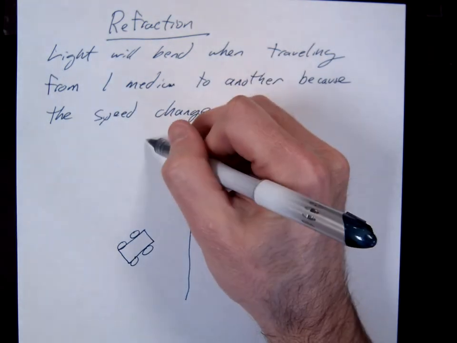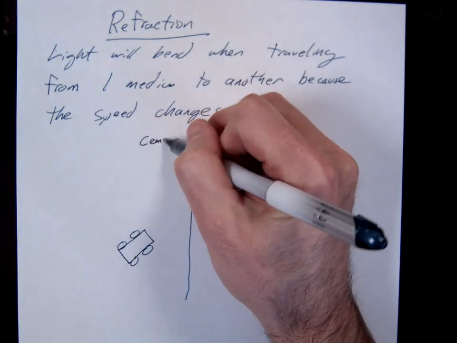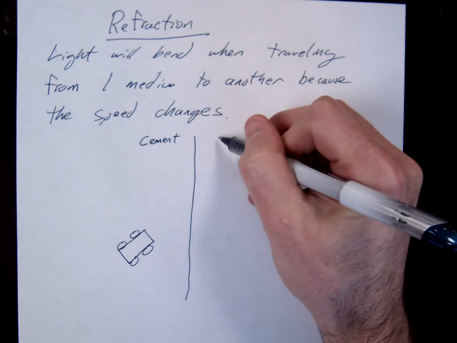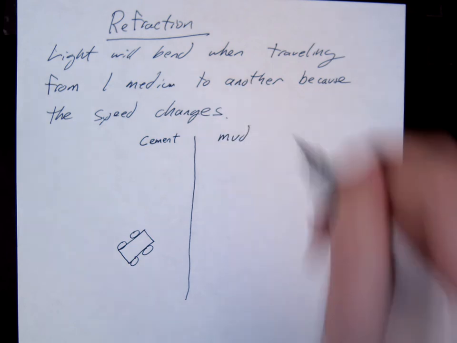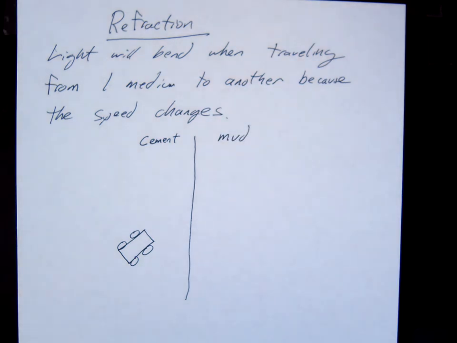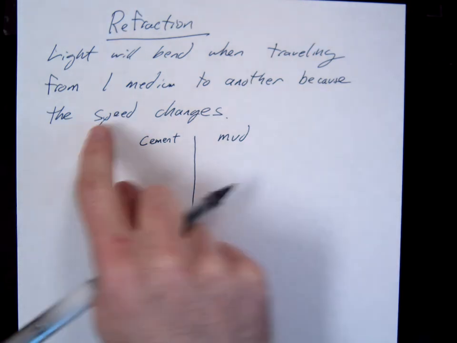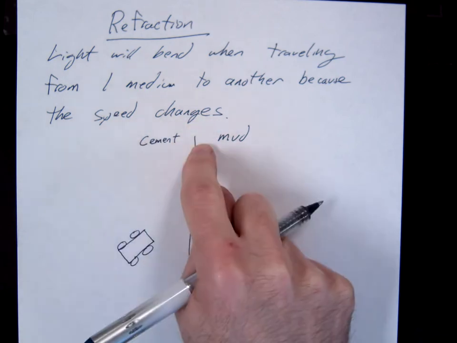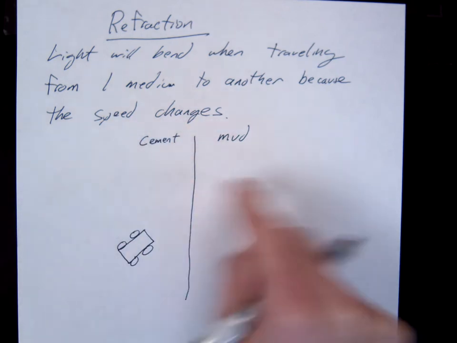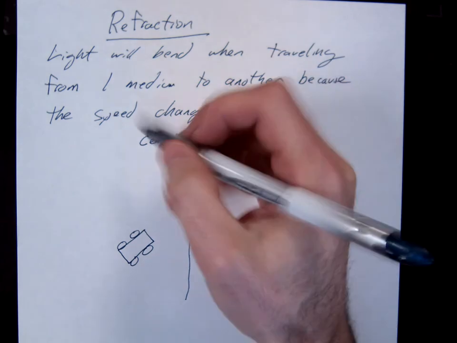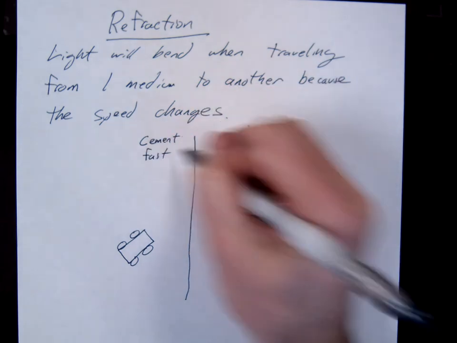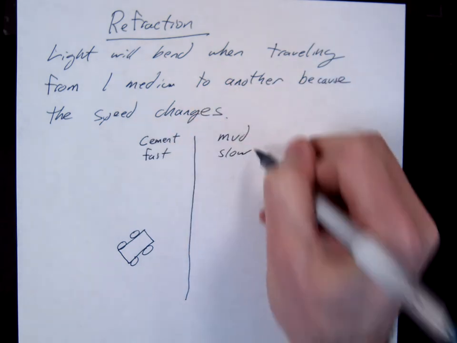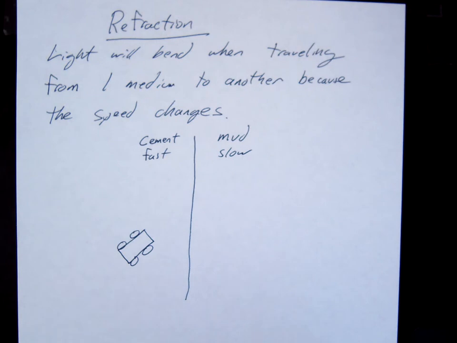Our car is going to go from, say, cement to mud. Cement to mud. And the reason why is, we're going to create this analogy of speed changes. So where is it going to be fast? Where is it going to be slow? Fast, slow. Right? Cement will be fast, mud will be slow. Okay, so just like the speed changes.